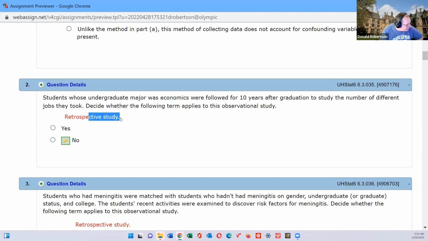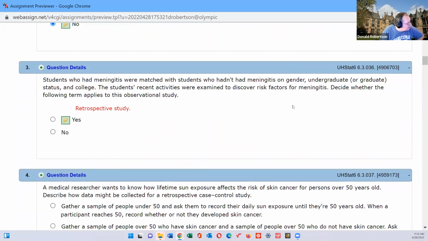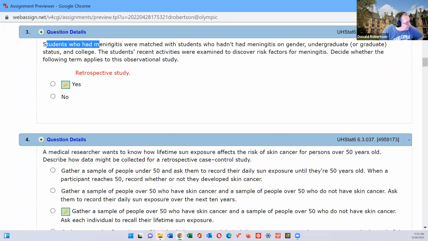This is a retrospective study. No. Aren't you following them throughout the years, right? It's not that you waited to the end of 10 years and then looked backwards. Well, that one, if you phrased it a little bit clearer, I think would have been easier to understand. Students who had meningitis were matched with students who hadn't.